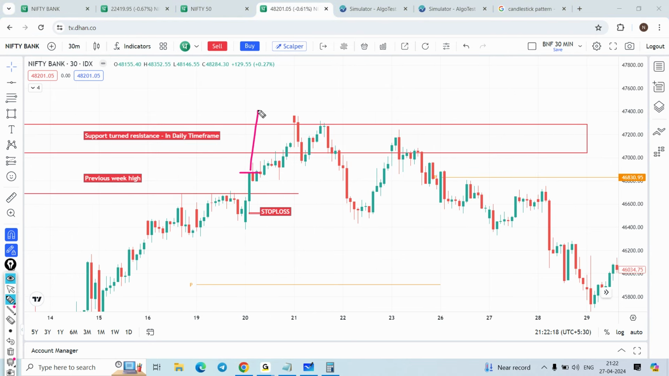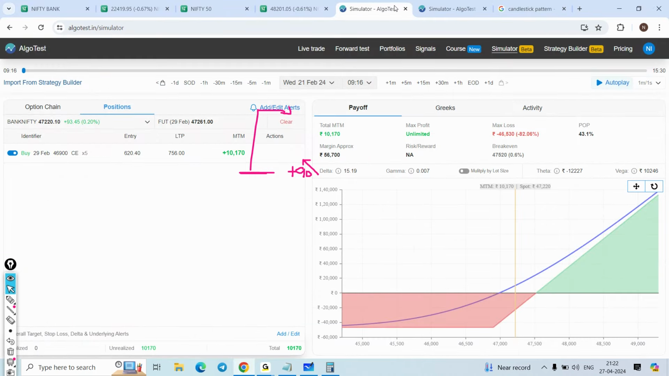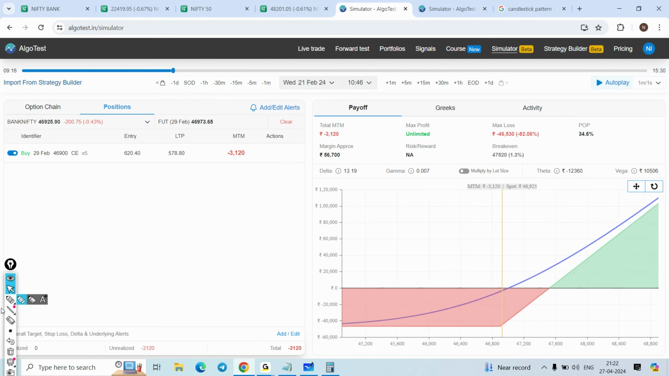From the entry point, at the next day's opening at 9:16, the profit is 10,000. This is my entry point. Price is trading here. This candle closes at 10:45, because it is the 10:15 candle. How many points is it up? It is up by 90 points from my entry level. Check the MTM fluctuation from 10,000 profit: game over.